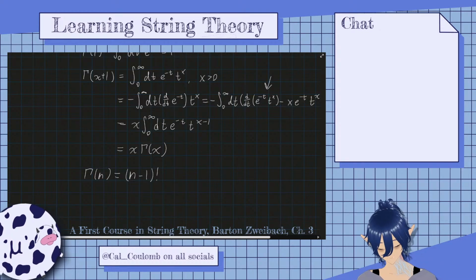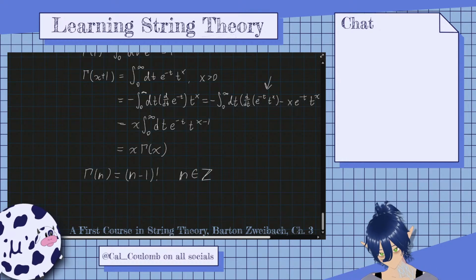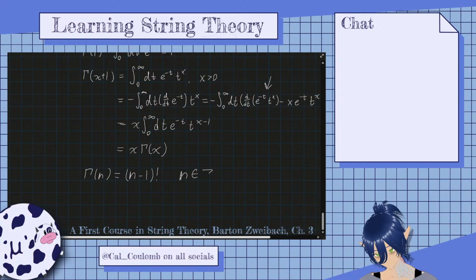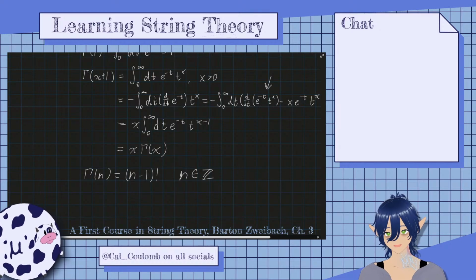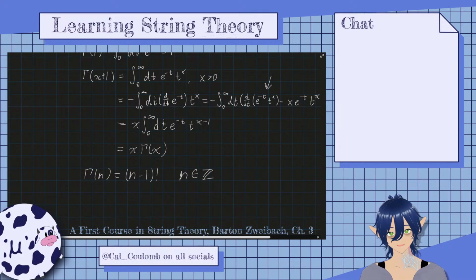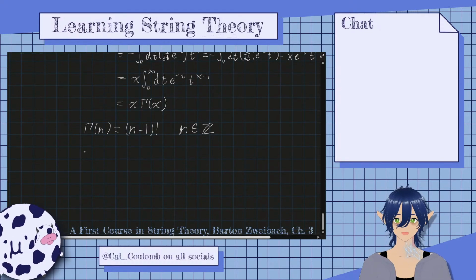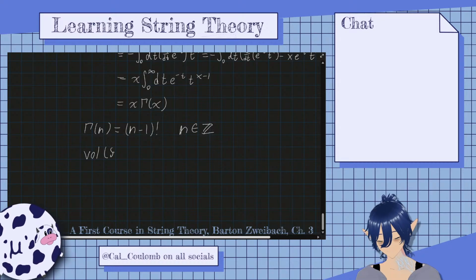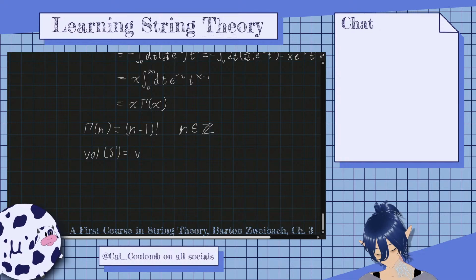So that's for n, which is an integer. So we have n belonging to the set of integers, which is denoted with this weird Z. Okay. And we have to recall that 0 factorial is equal to 1. So now we can test our formula 3.52 in the familiar case. The volume of S1 is equal to the volume of S2 minus 1.